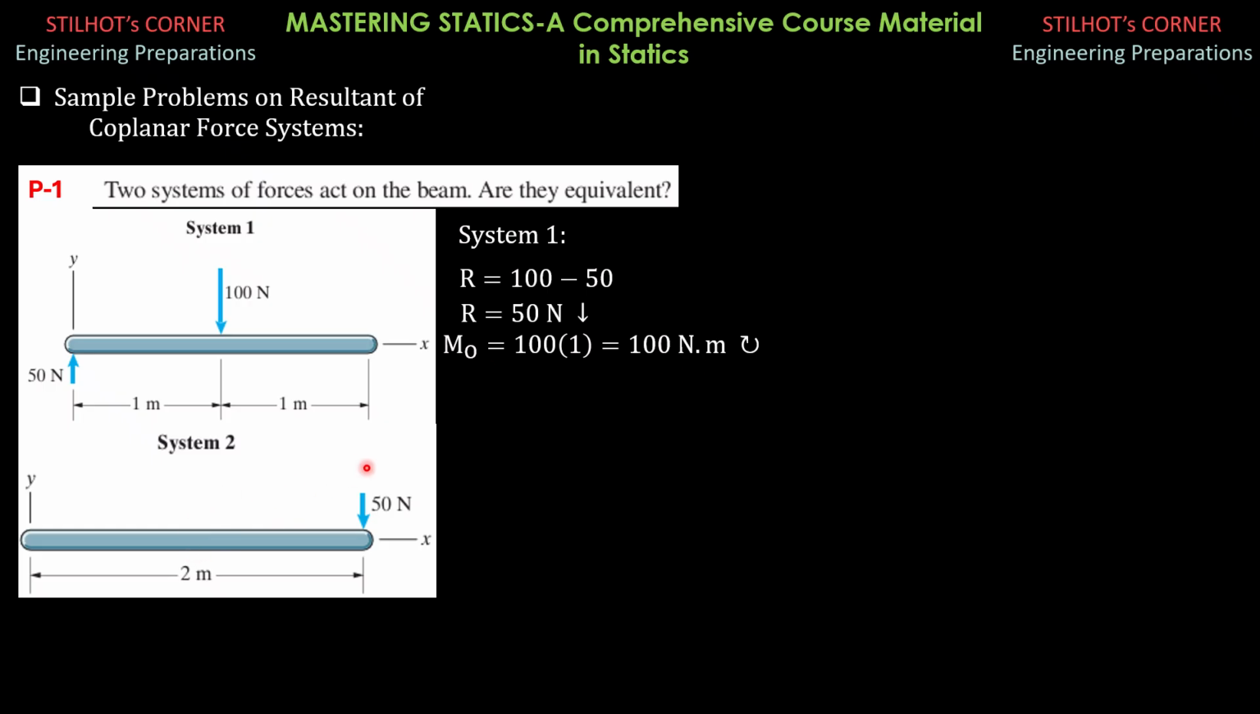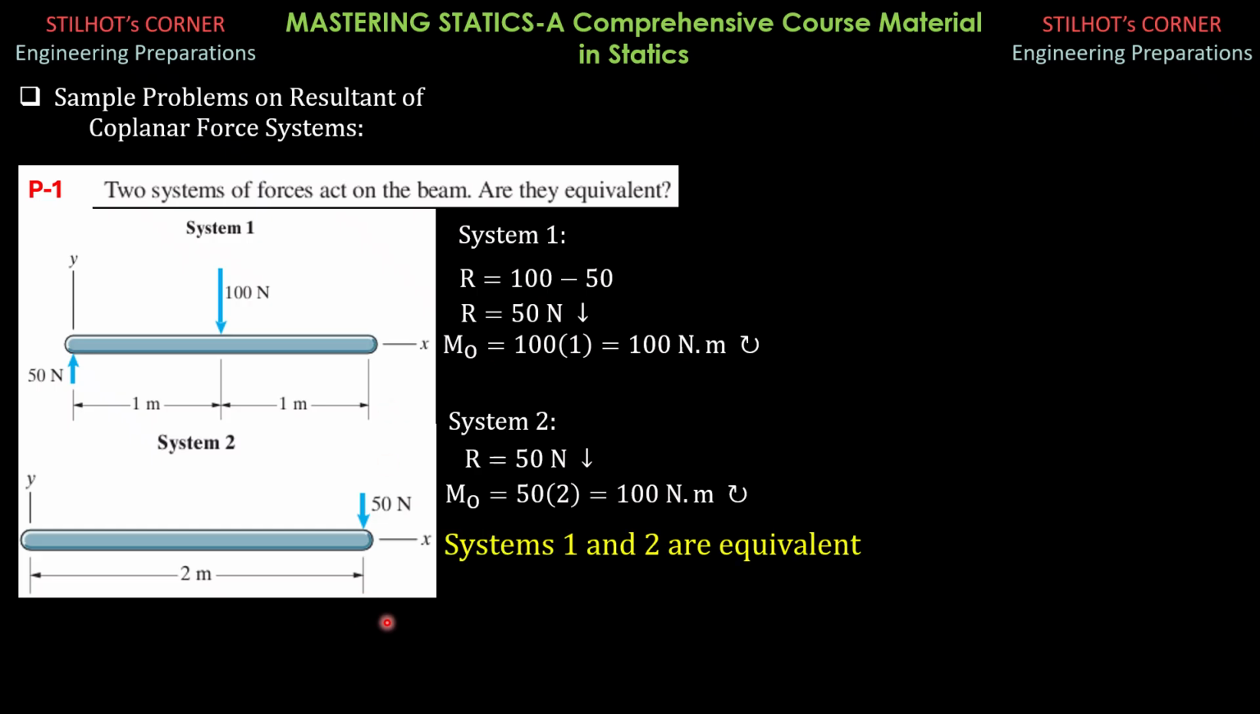In system 2, there's only one force and it is going down. So the resultant, of course, is 50 newtons downward also. But both the resultant as well as the resultant couple should be equal so that we can say that both systems are equivalent. So for the moment about the origin, it is also clockwise, 50 times 2, and 50 times 2 is 100 Newton meter clockwise. So we conclude that systems 1 and 2 are equivalent. That's the explanation for this problem.